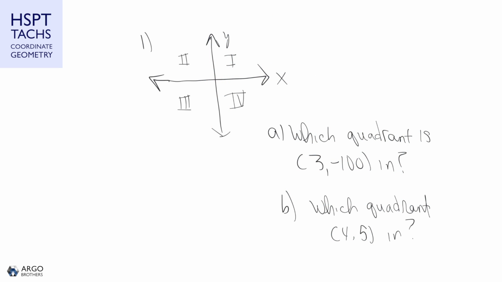Alright, so let's do some problems involving coordinate geometry. Here, for number 1, we have a rectangular grid system, or coordinate system, with the quadrants 1, 2, 3, and 4 in Roman numerals. A is asking which quadrant is the point (3, -100) in. B is asking which quadrant is (4, 5) in. So pause the video and we'll go over it.